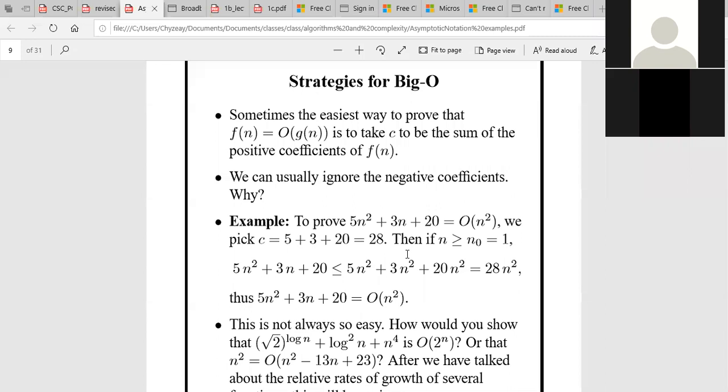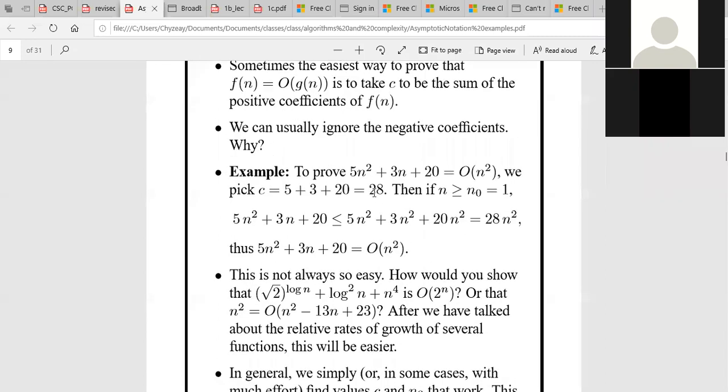So look at an example here, and you see how we have used the coefficient to make the proof. This is f of n, 5n squared plus 3n plus 20. All of this is f of n. So we are proving that f of n equals big O of n squared. That is the meaning of this question. That is the meaning of the highlight. So we are saying that 5n squared plus 3n plus 20 equals big O of n squared.